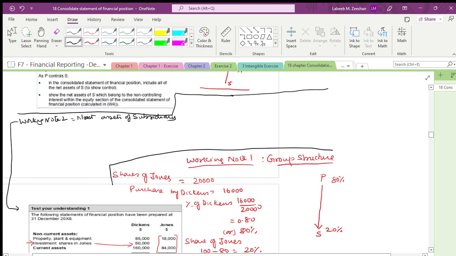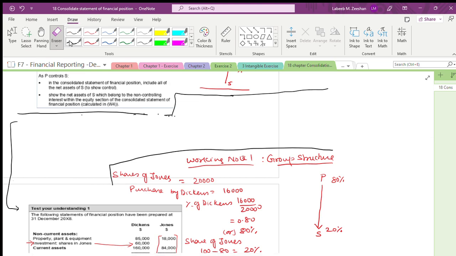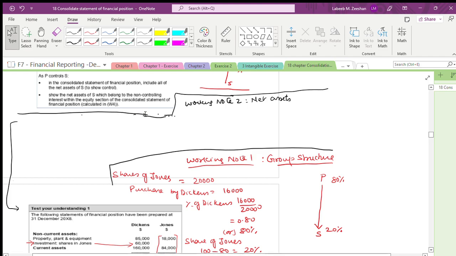No, it's not coming. One minute. Working note 2. Net assets.